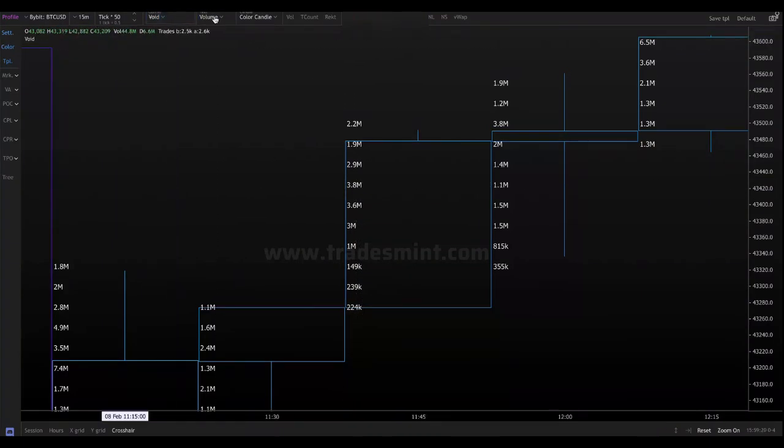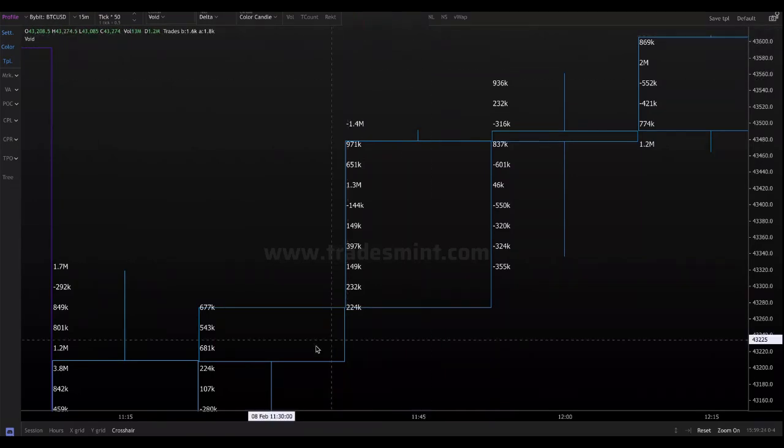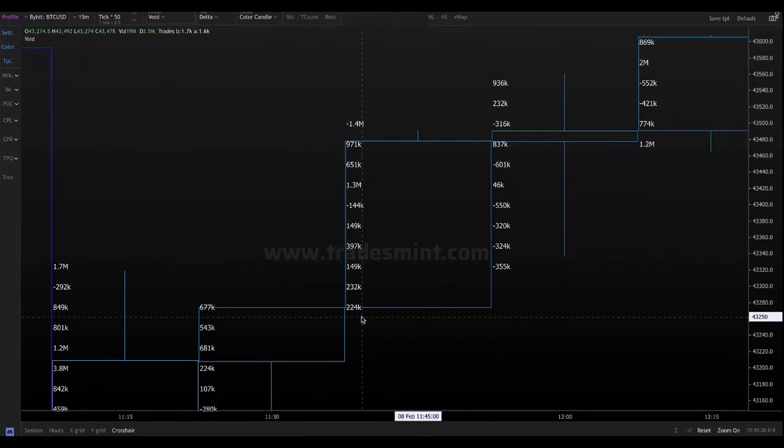Then we have the delta. Delta is defined as, actually we'll get into more delta later, but basically this is the difference of the buys and sells. Okay, this is the difference of the buys and sells. We'll get into that more later.